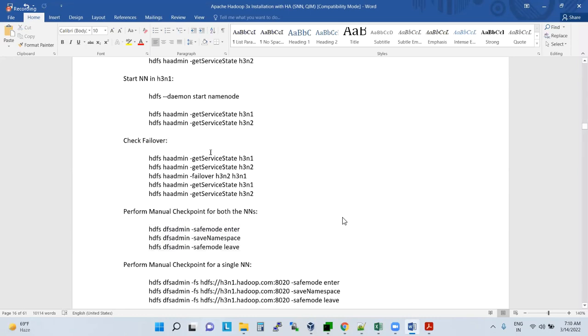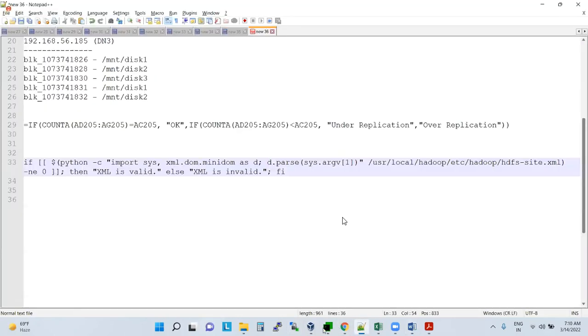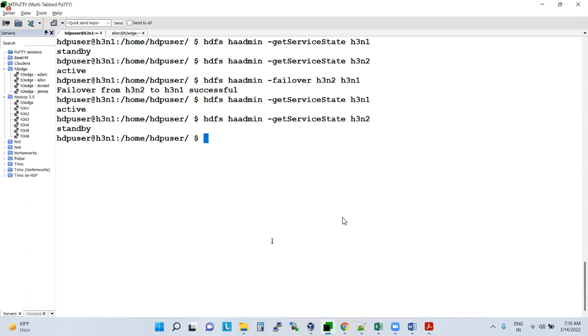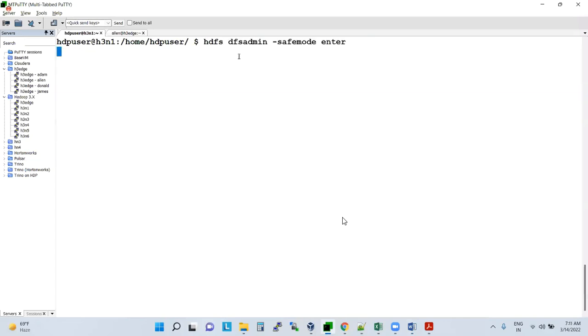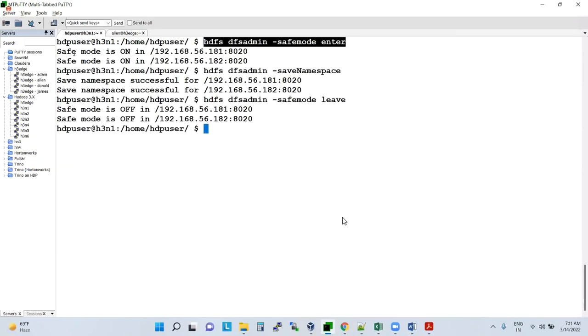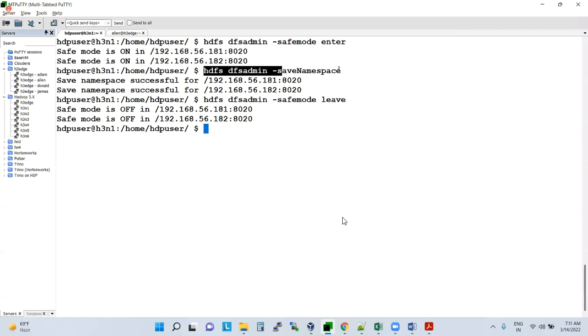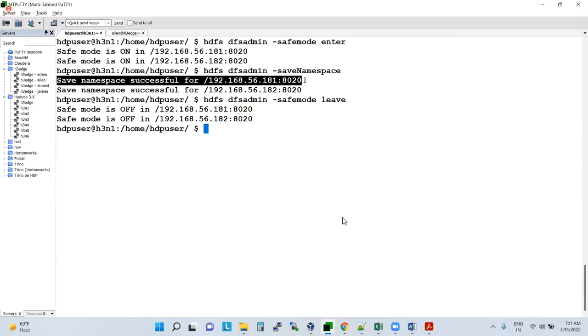No questions? Okay, fine. So next one is manual checkpoint. When you have two name nodes, how do you perform the manual checkpoint? This is how you perform it. What is the command? When you say manual checkpoint, it means safe mode enter. When you enter safe mode, both the name nodes, 181 and 182, will enter into safe mode, and both will perform their checkpoint.